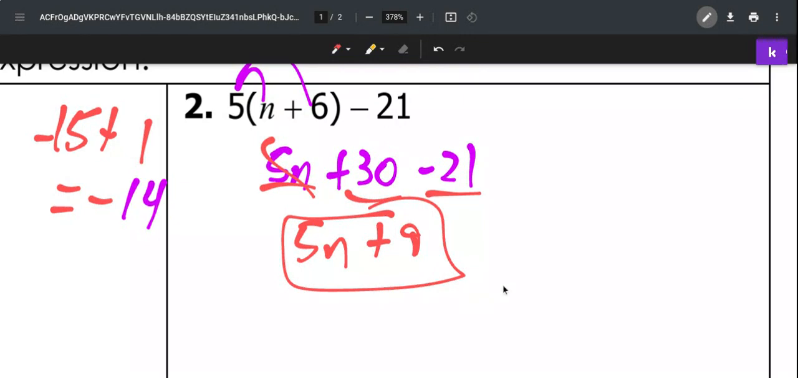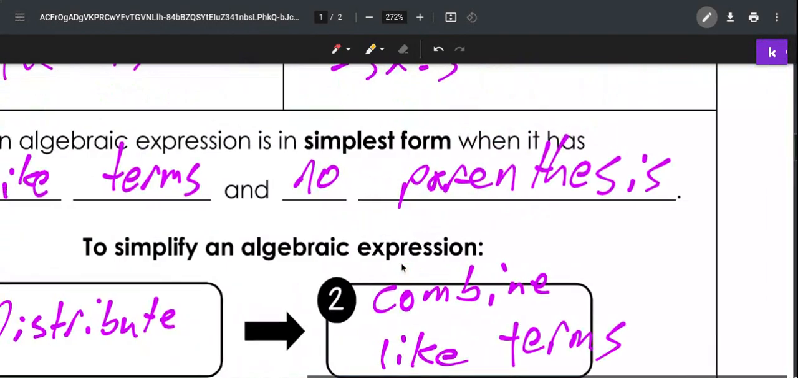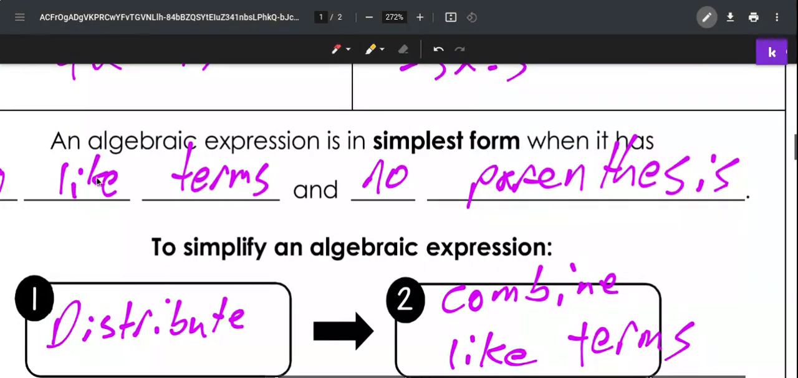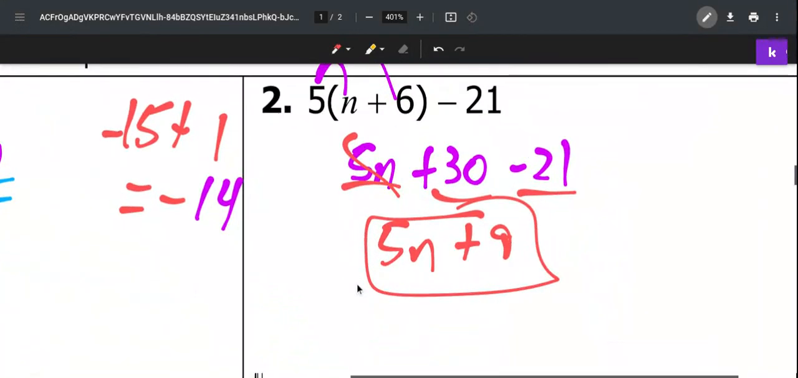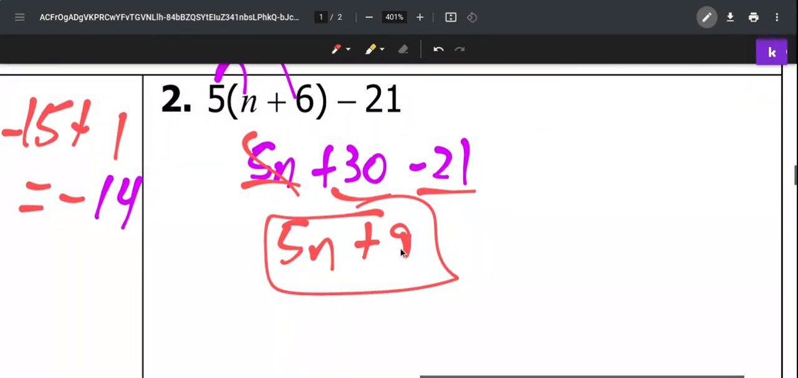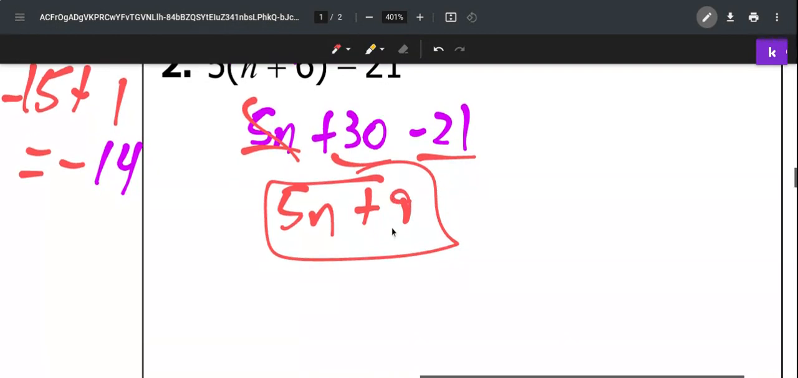So now, if we check simplest form, here's what we're checking for once again. No parentheses, no like terms. So let's see if we did that. So 5n plus 9. Are there parentheses? No. Are there like terms? N is the variable for 5n, and the variable term can't add with a constant, which is 9, with no variable. So yes, well, no, these two aren't like terms, so we're good on that part.